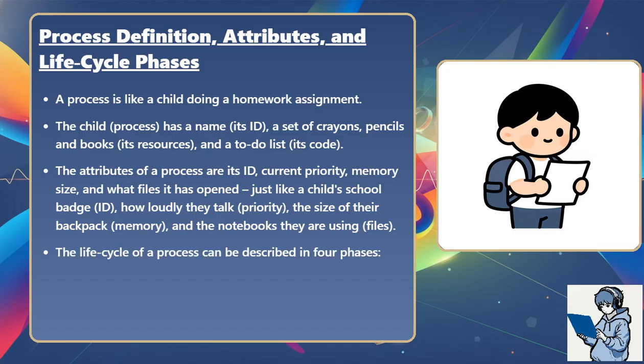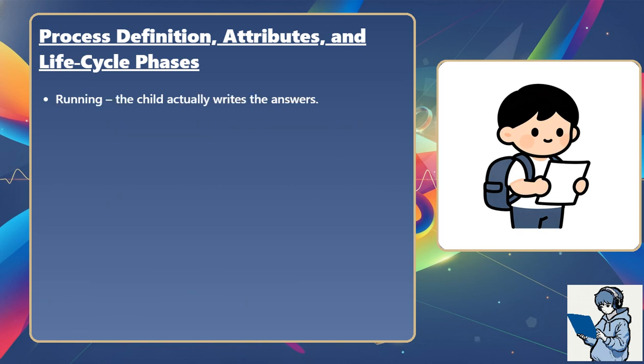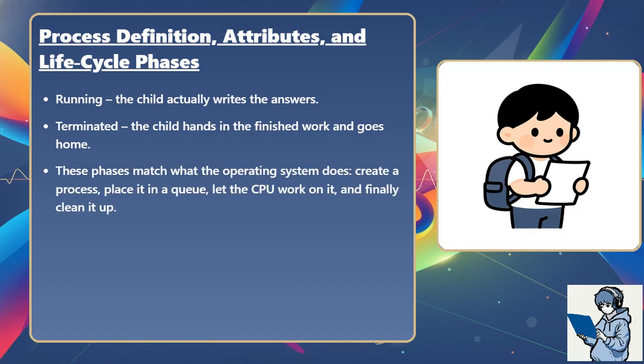The life cycle of a process can be described in 4 phases. New, the child gets the assignment sheet. Ready, the child sits at the desk waiting for the teacher's signal. Running, the child actually writes the answers. Terminated, the child hands in the finished work and goes home. These phases match what the operating system does: create a process, place it in a queue, let the CPU work on it, and finally clean it up.